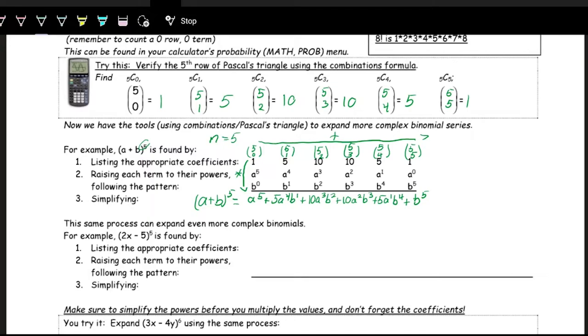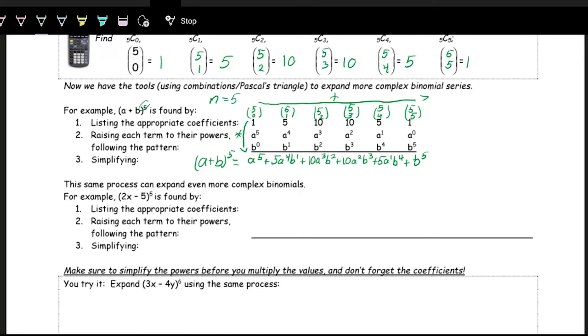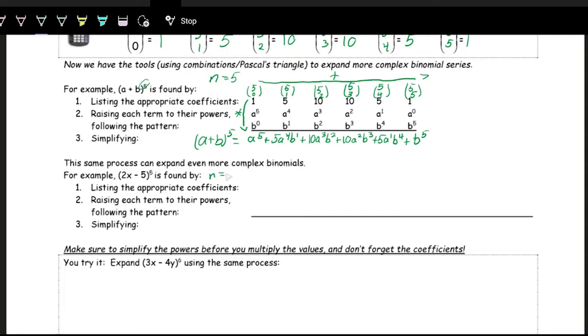Normally, we would have to do a plus b times a plus b times a plus b. We'd have to do that 5 times, which would take a very long time. So let's try another example. There's a little bit more going on. It is still to the 5th power. So we have the n is 5 here.